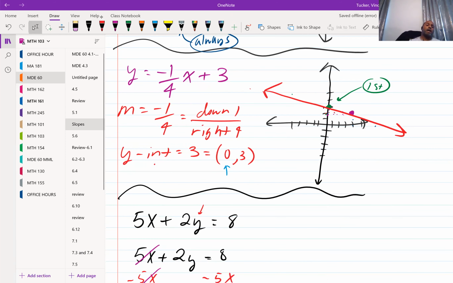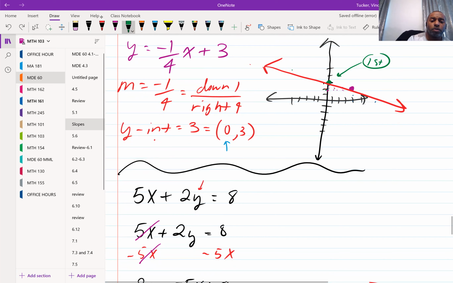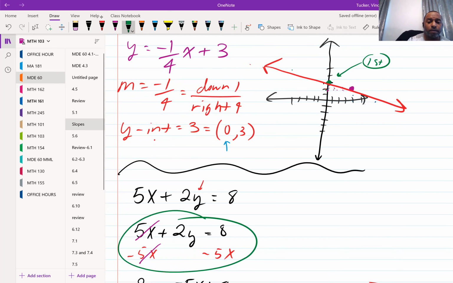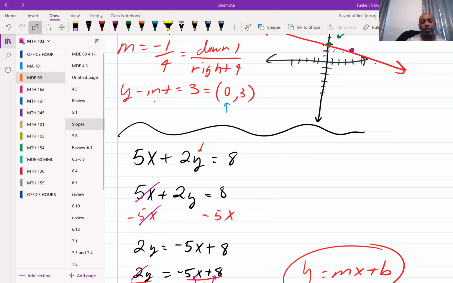So we have 5x plus 2y equal to 8. What we need is for our equation to be solved for y, so we can just pick out what the slope is and what the y-intercept is. So if it's not, then we need to go ahead and solve it for y. So we want to get y by itself. So the first thing you do is subtract 5x from both sides. That'll give you 2y equal to -5x plus 8.